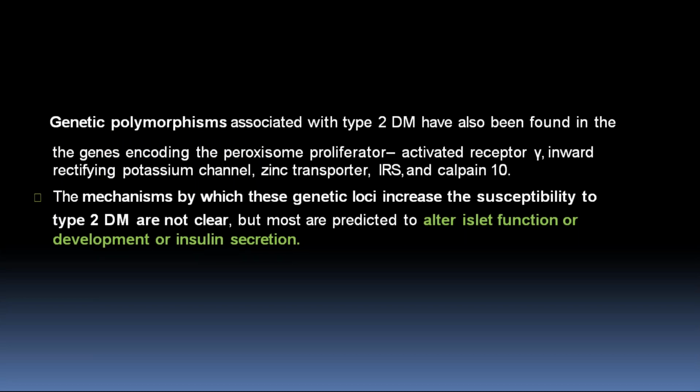Genetic polymorphisms associated with type 2 diabetes mellitus have also been found in the genes encoding the peroxisome proliferator activated receptor gamma, inward rectifying potassium channel, zinc transporter, IRS, and calpain 10. The mechanisms by which these genetic loci increase the susceptibility to type 2 diabetes mellitus are not clear, but most are predicted to alter islet function or development or insulin secretion.